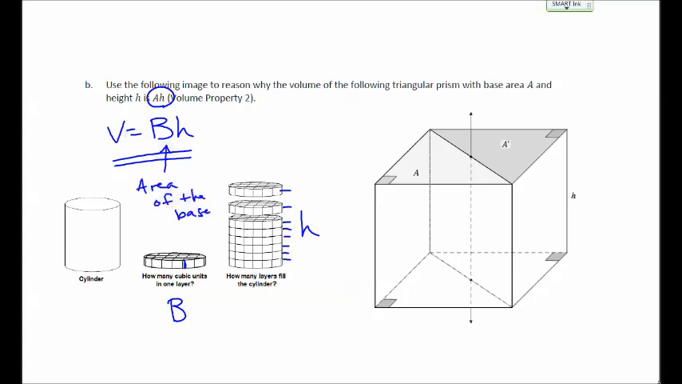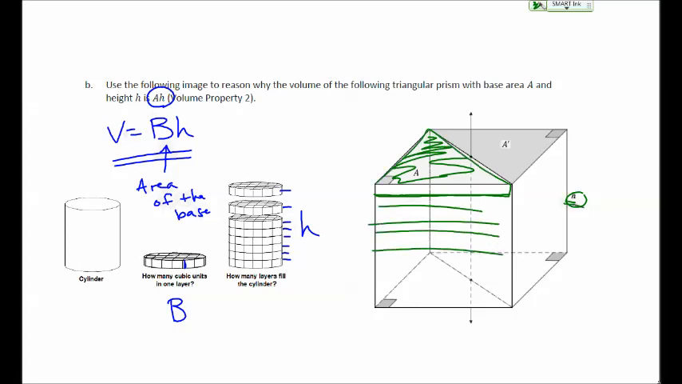That can also be seen over here with this triangular prism, because A is the base and H is the height. If I think about having a layer 1 unit thick, I will have A of those, and then with a height of H, I have H layers. And so the volume of the triangular prism will also be, in this case, capital A times H, because the area of the base was A.